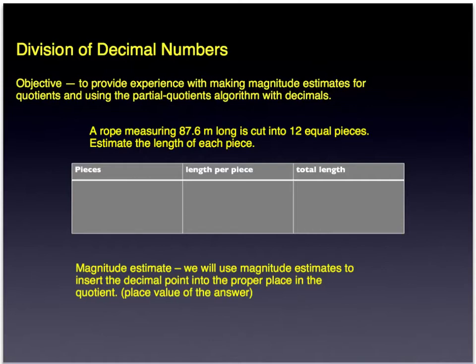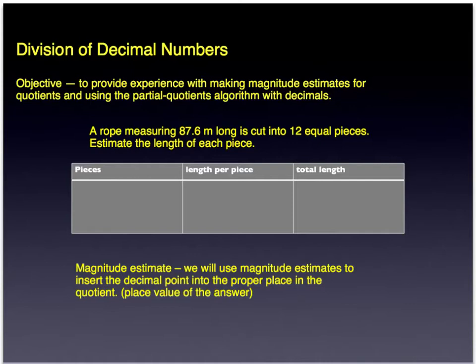Today we are going to talk about the division of decimal numbers. Our objective is to provide experience with making magnitude estimates for quotients and using the partial quotients algorithm with decimals. So let's start off. We have a rope measuring 87 and 6/10 meters long. It is cut into 12 equal pieces. Estimate the length of each piece.